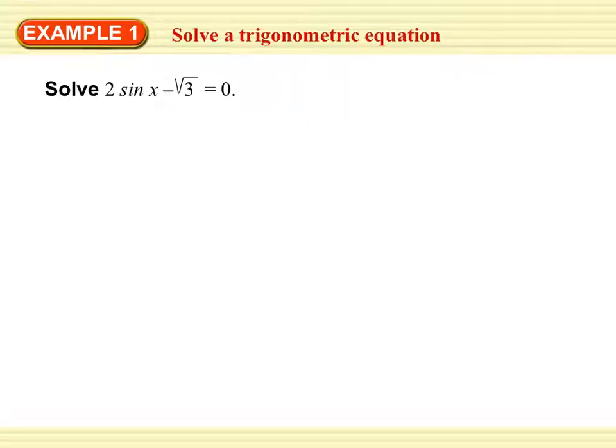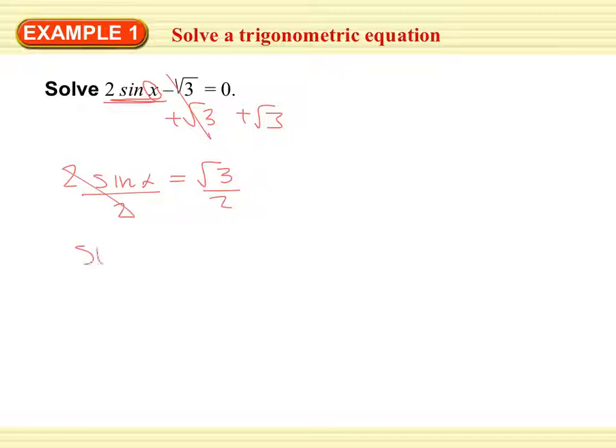So let's look at example 1. Solve a trigonometric equation. I have this equation here. And just like with algebra, you try to isolate the x. So the x is over here, and it's part of the equation. So I'm going to add square root of 3 to both sides. Cancels out there. I have 2 sine x equals the square root of 3. Now I'm going to divide both sides by 2. I have sine x equals square root of 3 over 2.